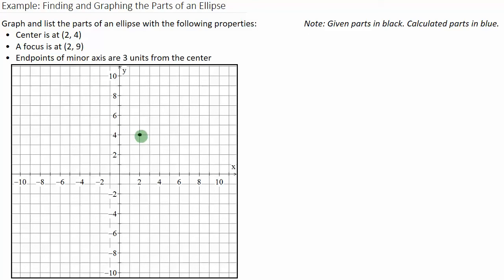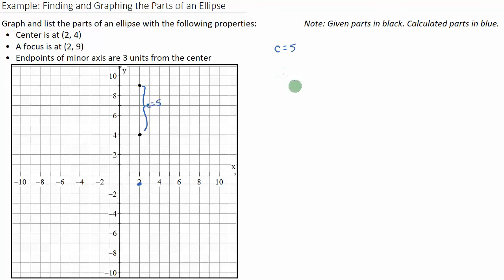(2, 4) is my center, (2, 9) is a focus, and because this is a focus and this is my center, I know that another focus has to be opposite on the other side of my center, and this one's 5 units up, which by the way tells me that my C distance is 5 because C is the distance from center to focus, so let's write that over here. C equals 5. I need to go 5 units below my center to get my other focus, so 1, 2, 3, 4, 5. So there's my other focus.